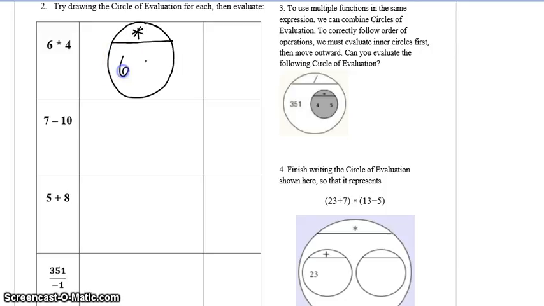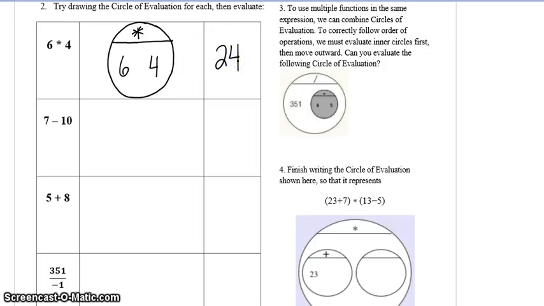And my 2 inputs are 6 and 4. Again, leave a space between the 6 and the 4. That's my circle of evaluation for 6 times 4. When I go to evaluate that, it just means do the math, get an answer. So 6 times 4 is 24.